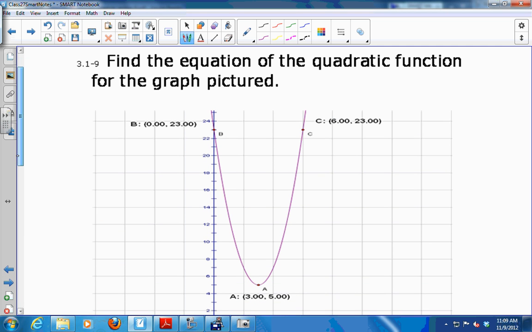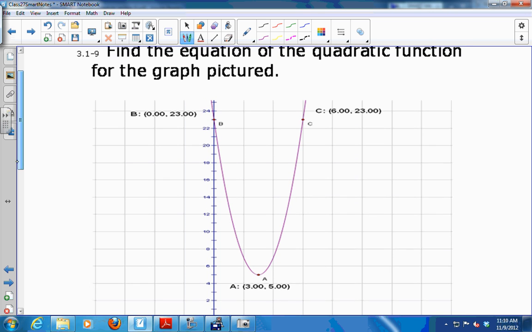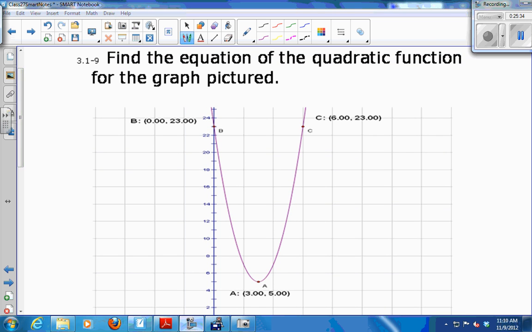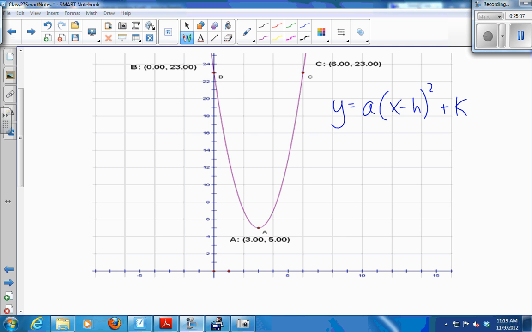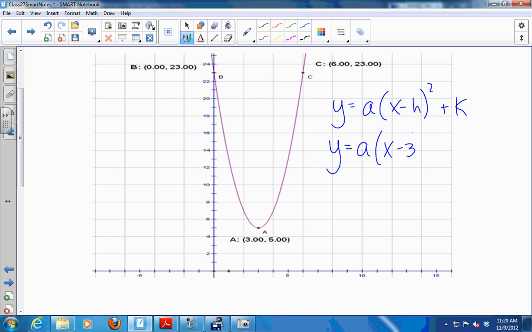All right, so I'm going to have you try one. Here's a graph. I gave you the vertex and a couple of other points. See if you can find an equation for this parabola. Okay. So I write down the vertex form, and I'm going to replace the vertex with its coordinates (3, 5). So I replace the h with a 3 and the k with a 5. So y equals a times (x minus 3) squared plus 5. Now there's just one piece of information missing, the a. If I knew the a, I'd be done.